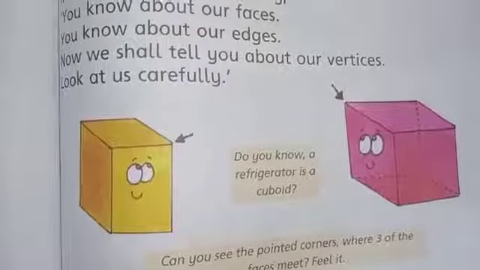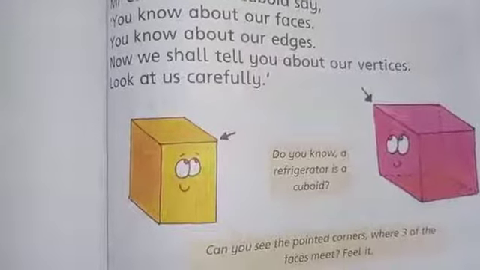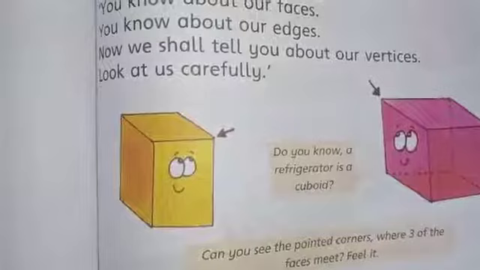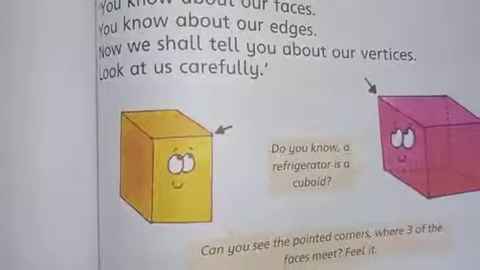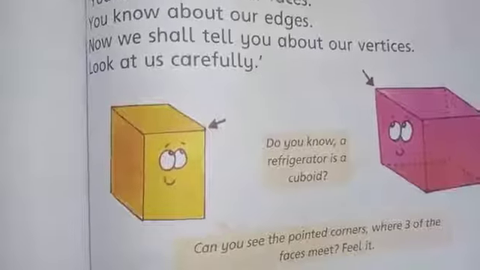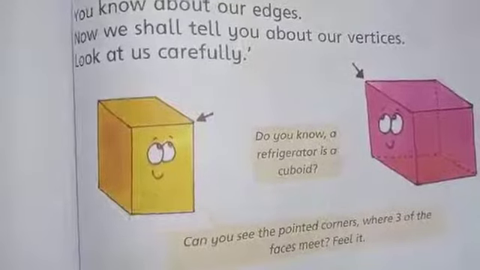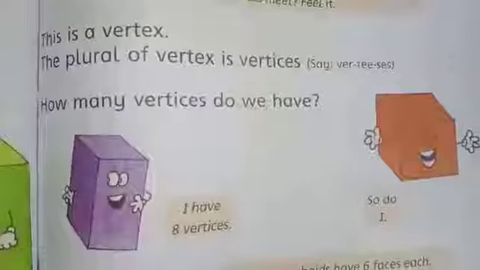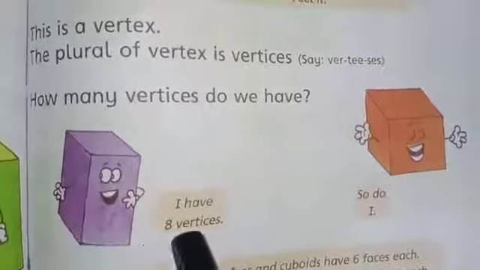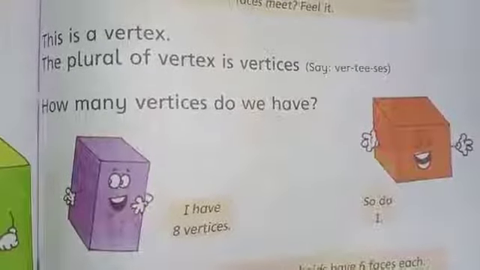Now look at the vertex of these two shapes. The plural of vertex is vertices and it is also called corners. And how many corners or vertices do cube and cuboid have? It has 8 vertices each. Both cube and cuboids have 8 vertices each. These both shapes are same in faces, vertices and edges.